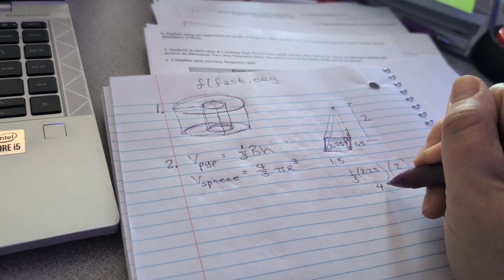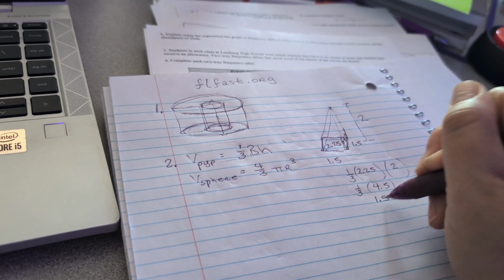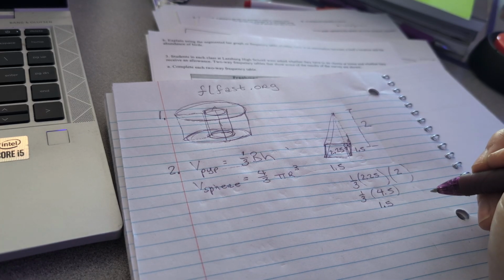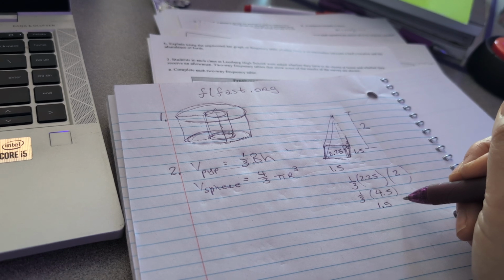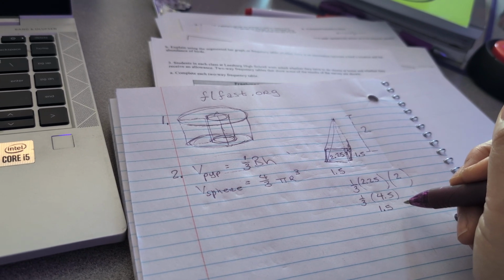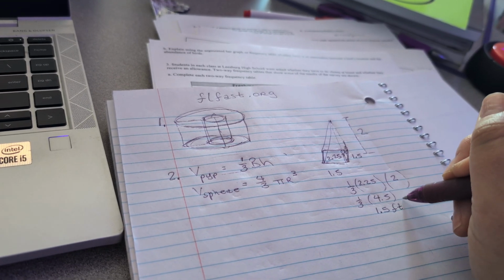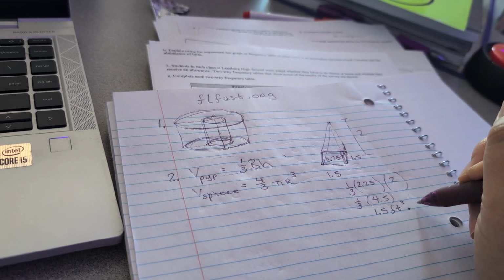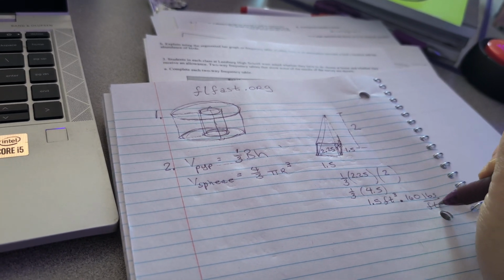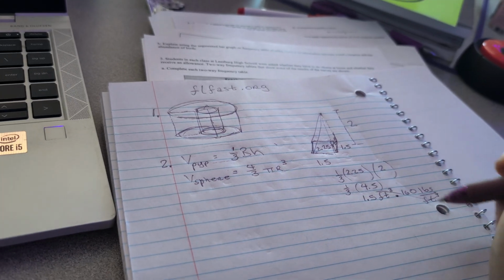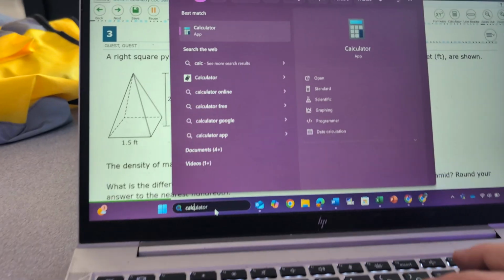2.25 times 2 is 4.5. We want 1/3 of that. I believe that's going to come out to 1.5. And that is cubic feet times 160 pounds per cubic foot. 1.5 times 160, and I'm going to use my calculator here.